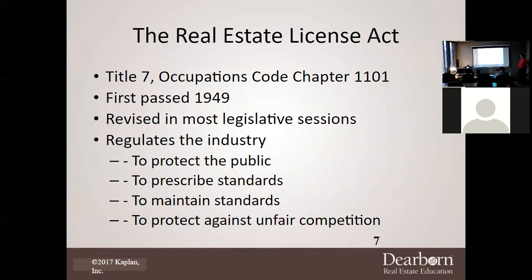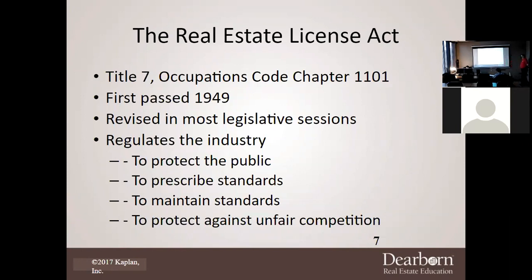So, the Real Estate License Act. What is it actually called? What's the acronym we use for the Real Estate License Act? TRELA, okay? So when I talk through here, I'm not going to say the Real Estate License Act, I'm going to say TRELA. Because on the licensing exam, they are going to say TRELA, okay? So you need to make certain that you know the difference.